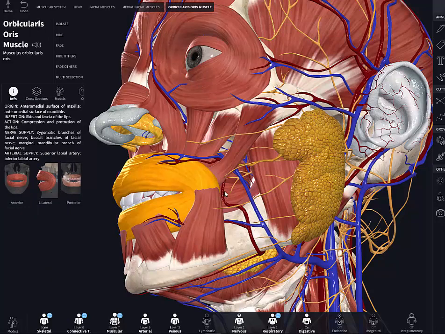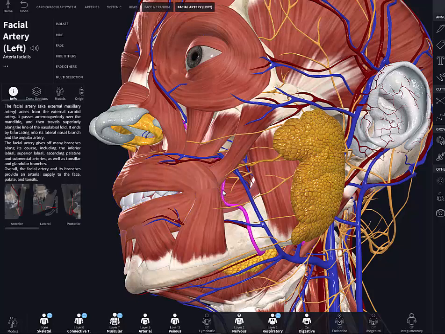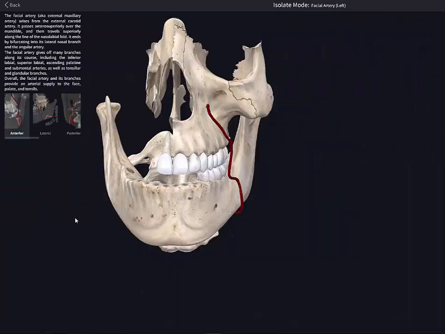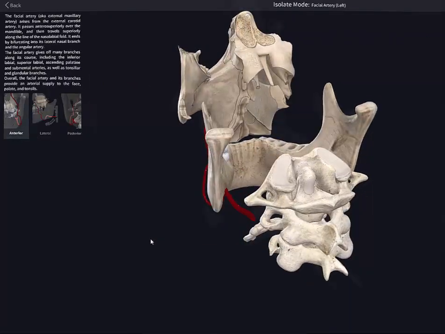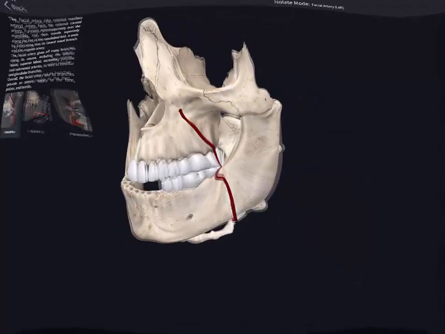If you have a profusely bleeding wound in the face, well, it is likely, if this is arterial, that if you compress the facial artery against the mandible down here, you will be able to help decrease the bleeding, because you are occluding the facial artery by pushing against the inferior border of the mandible here. Here's a different view. This is the course of the facial artery all the way coming from the ECA.